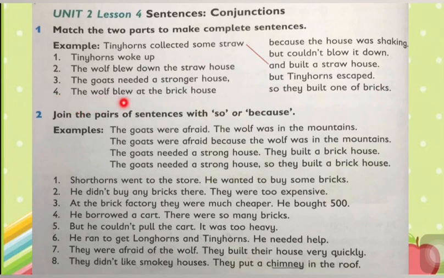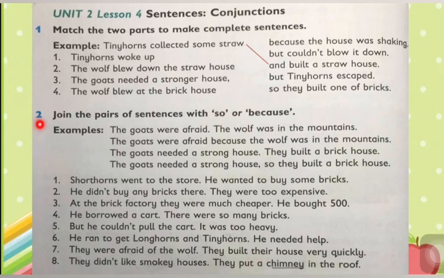Number 4. The wolf blew at the brick house, but couldn't blow it down. See, again, the opposite situation. The wolf blew at the brick house because he wanted to break that house. But what actually happened? The house didn't break. So that's why we used but here. Is it clear, children? Lovely.